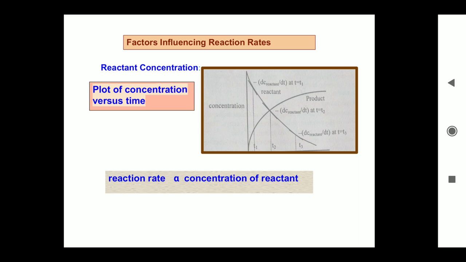If you plot a graph of concentration versus time, here we have two types of curve. One curve decreases, the other curve increases. The decreasing curve is for the reactant, whereas the increasing curve is for the product. We already know the concentration of the reactant goes on decreasing with respect to time, hence its curve goes on decreasing, whereas the concentration of the product increases with respect to time, hence its curve goes on increasing.